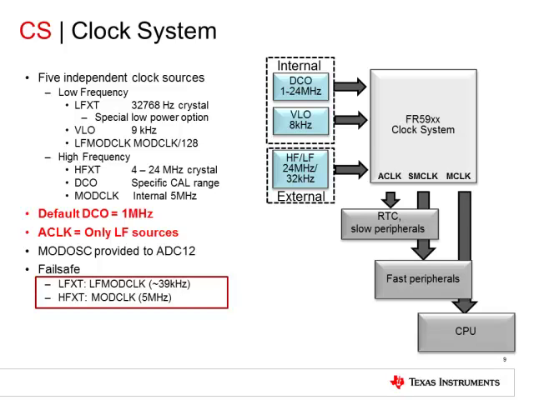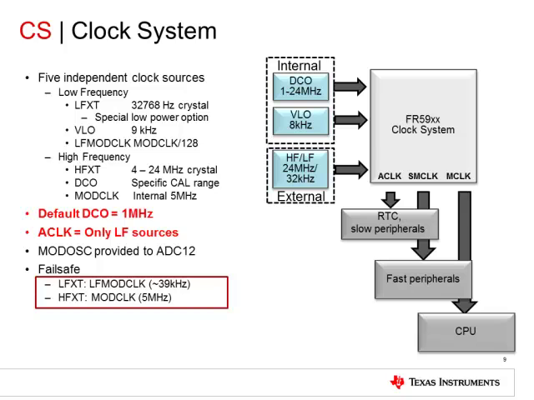The external clock sources are a low-frequency oscillator, typically 32768 Hz for the RTC, and a high-frequency oscillator with a frequency limit between 4 and 24 MHz. The internal clock sources include the VLO, a very low power, low frequency internal oscillator that operates at approximately 10 kHz, the DCO, a high frequency digitally controlled oscillator with factory calibrated frequencies, and the MODOSC, a 5 MHz oscillator used internally for peripherals such as the ADC.